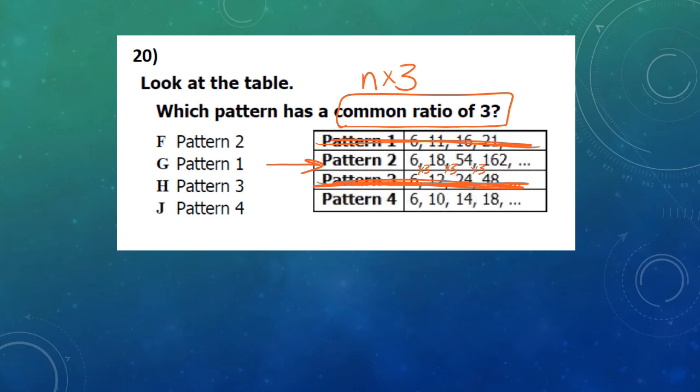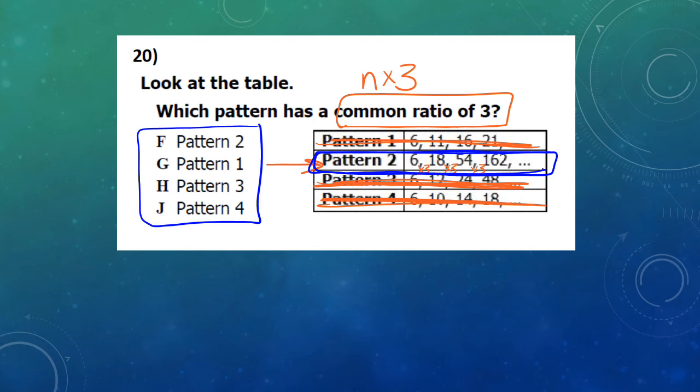And pattern 4, that's adding 4, so that's not going to work either. So we're left with pattern 2. And so for questions like this, make sure that if you highlighted this box pattern 2 as your answer, but for some reason did not look at the order of the answers here, once again, I will always give you credit for proper work, but take a look at how these answers are listed here. It starts with pattern 2 as our first answer. So just be careful what you're circling here, but we're looking for letter F for pattern 2.